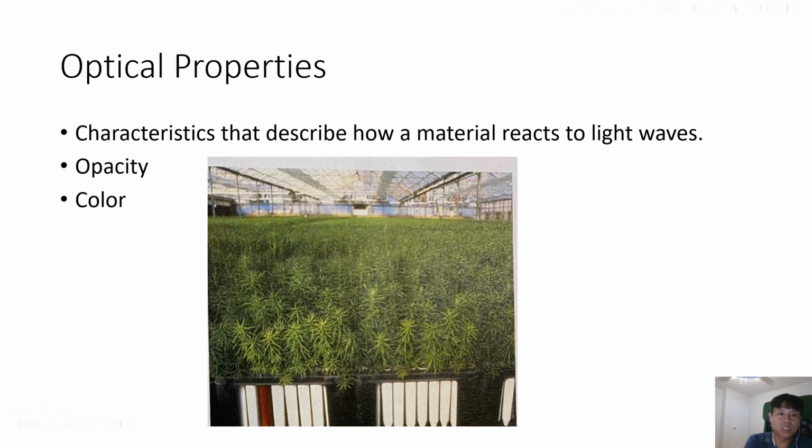And optical properties are also one consideration, which is how a material reacts to light waves. It has two characteristics, opacity and color. That's also why we use clear material for a greenhouse.